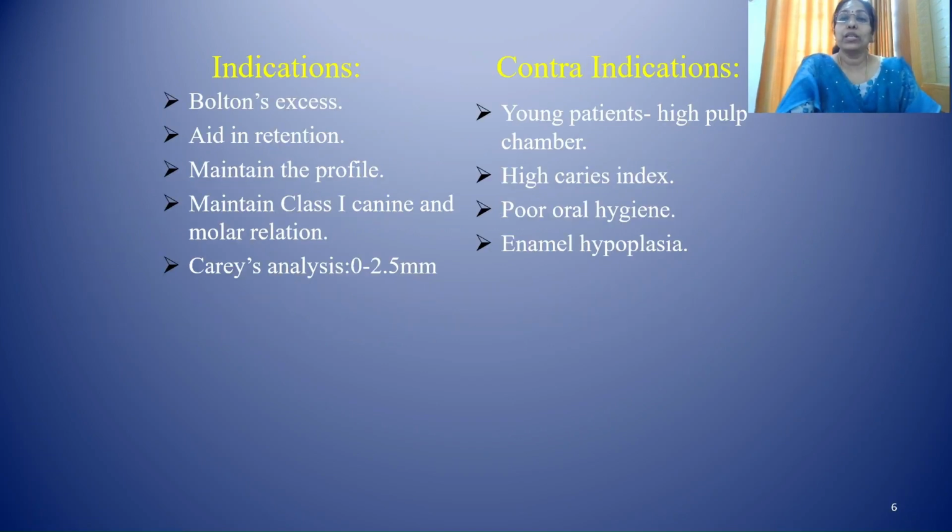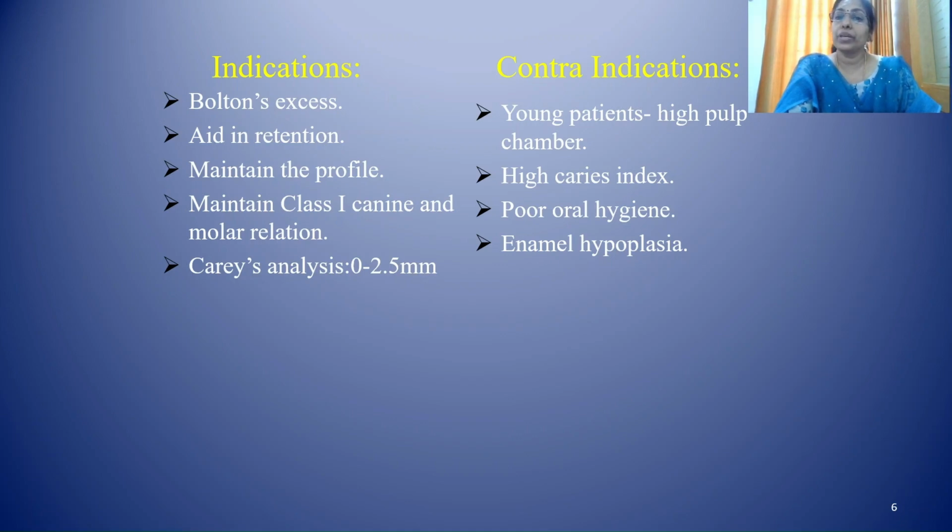Now coming to the indications of proximal stripping. The first one, in the arch perimeter analysis, if the inference shows 0 to 2.5 mm of tooth material excess, then this is an indication for proximal stripping. The next one is Bolton's excess. If there is a mild Bolton's excess in either of the arches, then you can do proximal stripping. The third one, if we broaden the contact areas or contact points of the teeth, this will aid in retention. Hence, proximal stripping is indicated. Next, to maintain a class 1 canine and a class 1 molar relation.